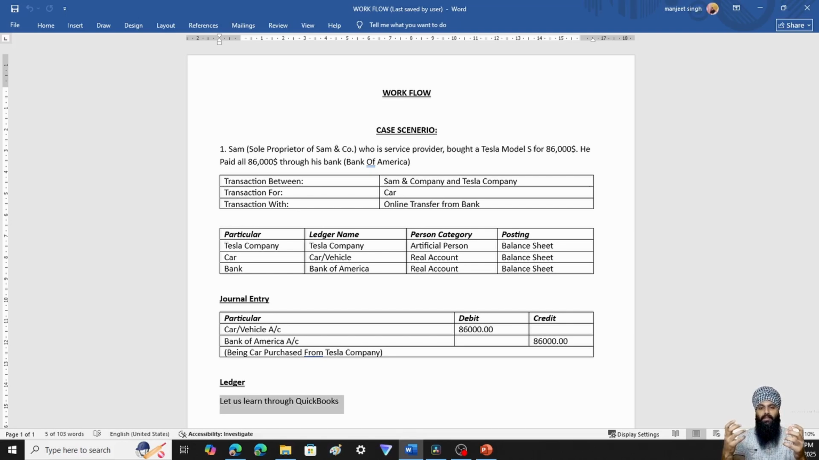right? And transaction with online transfer from Bank of America under cash and bank account, that will also cover under current assets, right? And the journal entry for this transaction will be the car account or a vehicle account debit and Bank of America credit. Why bank credit? Since it's an outflow, it's going out of a company, and the rule of real account is debit what comes in, credit what goes out, right?